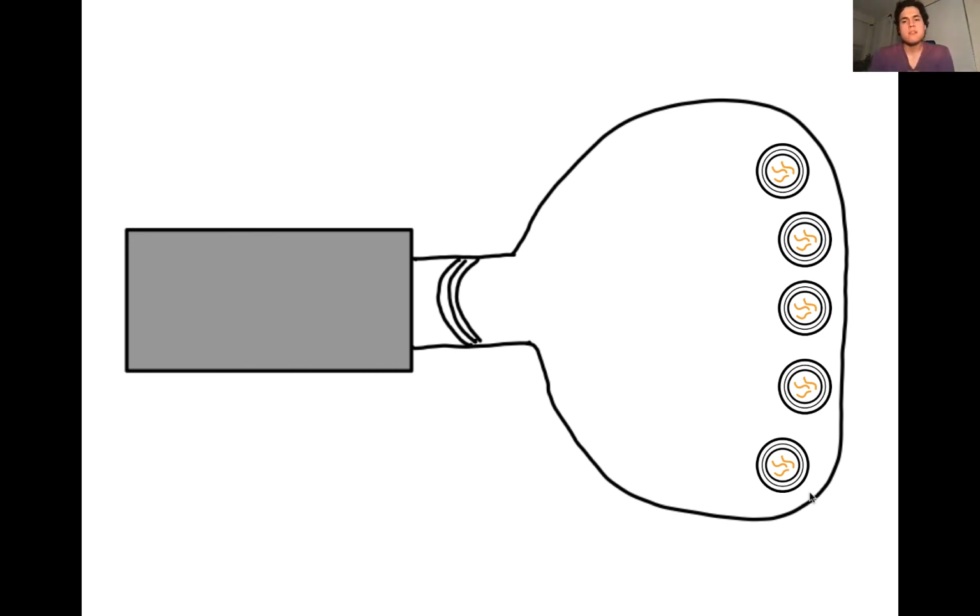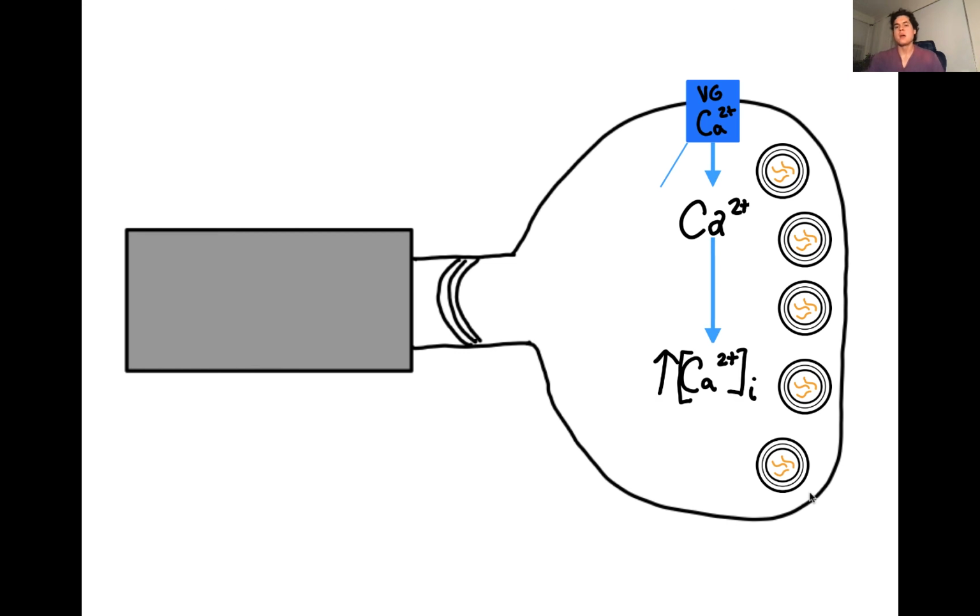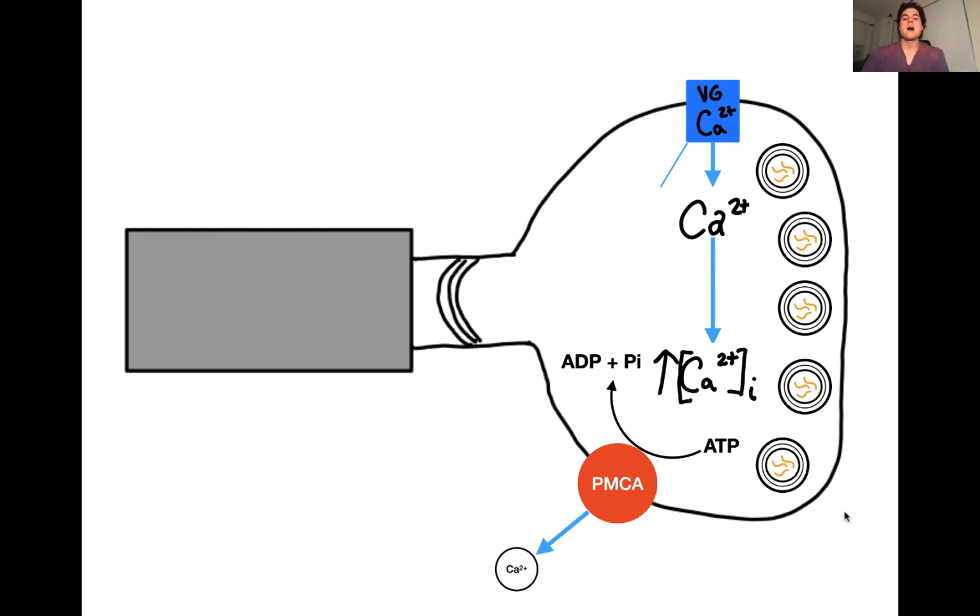Now, in order to release these vesicles, we need calcium. Calcium comes in through the voltage-gated calcium channel, which increases the intracellular calcium level, which then facilitates the fusion of these vesicles with the presynaptic membrane, releasing neurotransmitters into the synapse. Now remember also that the calcium is removed from the inside of the cell via the PMCA pump, which uses ATP hydrolysis to pump calcium up its concentration gradient.